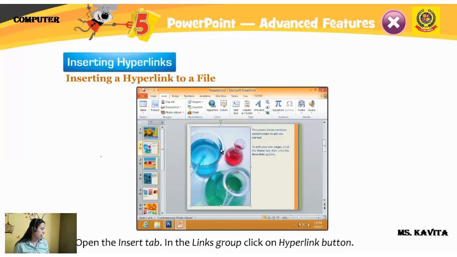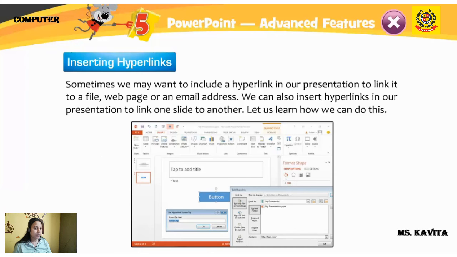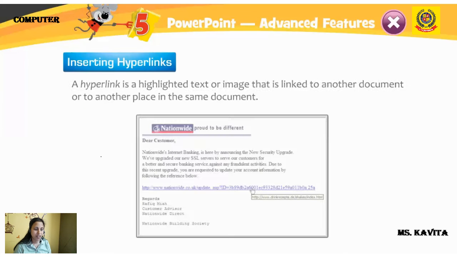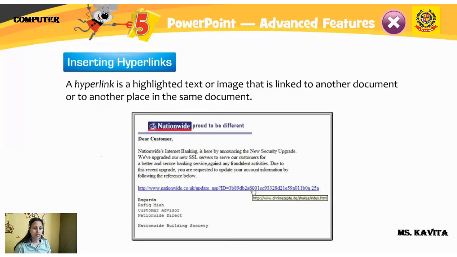So first, what is a hyperlink? You must have seen underlined text or pictures, highlighted text or images, that are linked to another document or another place in the same document. That is known as a hyperlink. Sometimes we may want to include a hyperlink in our presentation to link to a file, web page or email address. We can also insert hyperlinks in our presentation to link one slide to another. So let us learn how you can insert a hyperlink in a document.